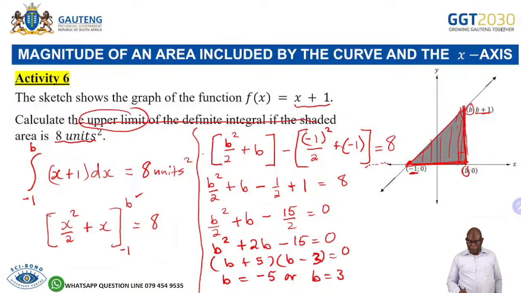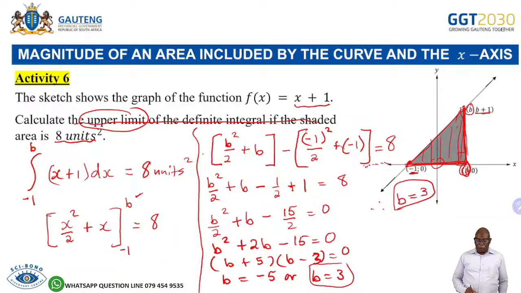If minus 5 is on this side, I'll have a problem. Which means that my b there should be the positive value, because that value is on the positive side. So b will be 3. Therefore, I can just say b equals 3. Right? So that is my upper limit. So I'm going to write now my upper limit will be equal to 3.